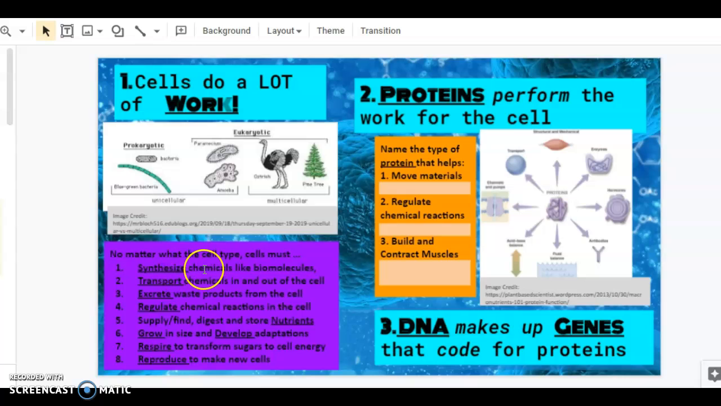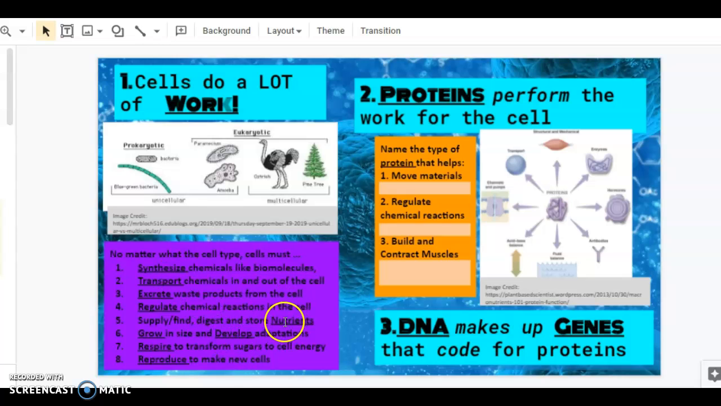They synthesize chemicals like the four groups of biomolecules. They transport chemicals in and out of the cell. They excrete, or get rid of, waste products. They regulate, or control, their chemical reactions. They supply, find, digest, and store nutrients. Cells grow in size. They develop adaptations like the cilia we studied before. They respire to transform sugars to cell energy, and they reproduce to make new cells.